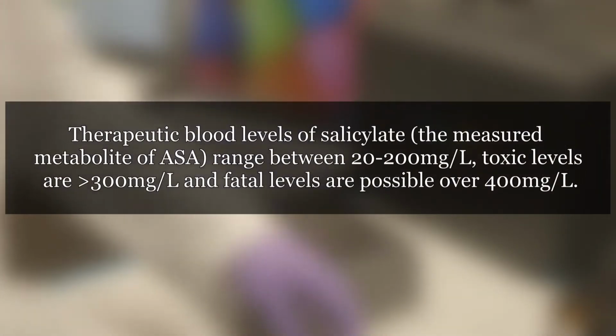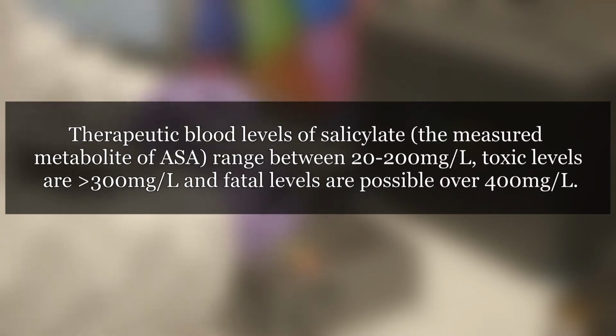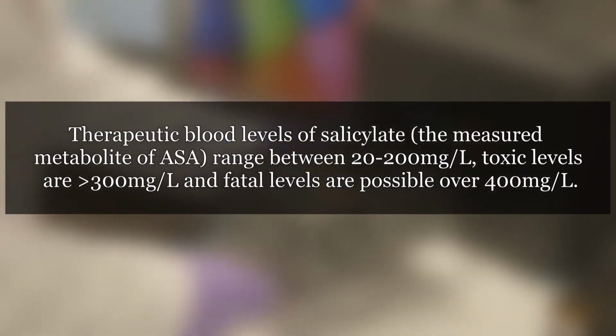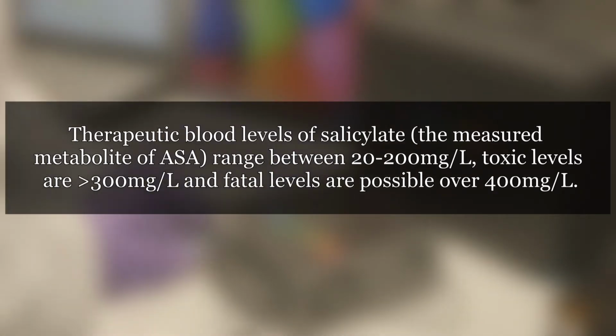Therapeutic blood levels of salicylate, the measured metabolite of ASA, range between 20 to 200 mg per liter, toxic levels are greater than 300 mg per liter, and fatal levels are possible over 400 mg per liter.